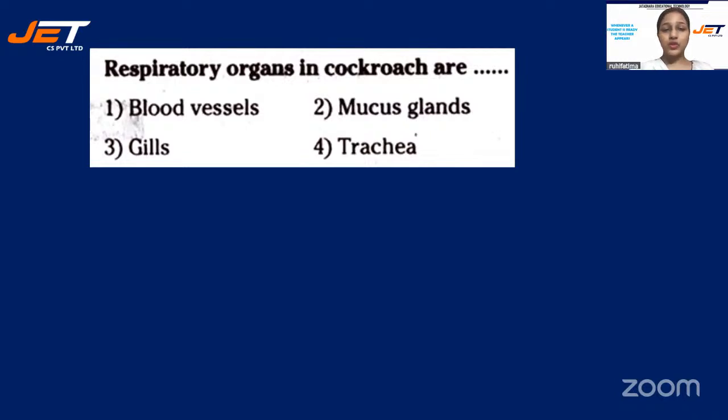Okay, so first question we have: respiratory organs in cockroaches are, and quickly answer the question, students, whether it is blood vessels, mucus glands, gills, or trachea.